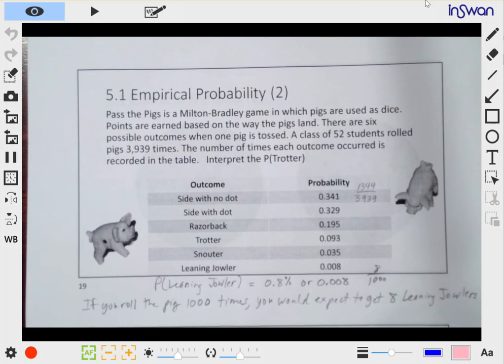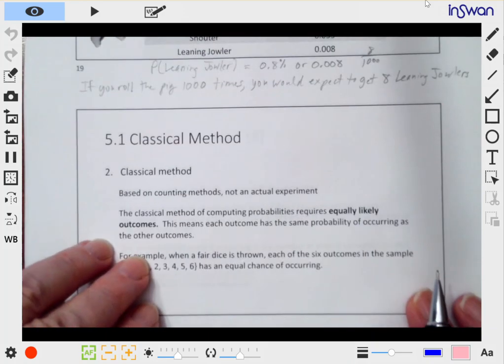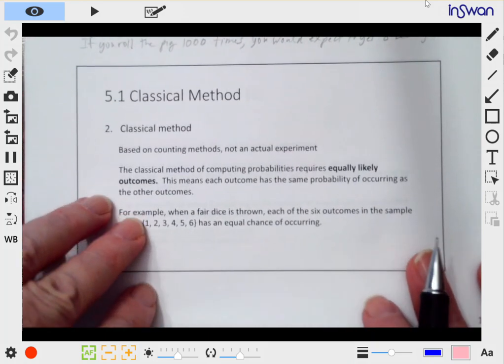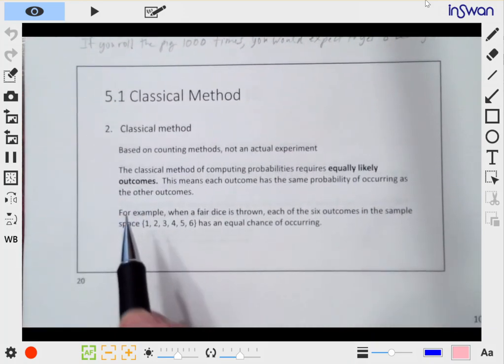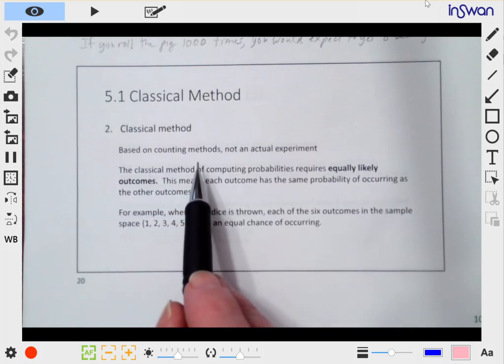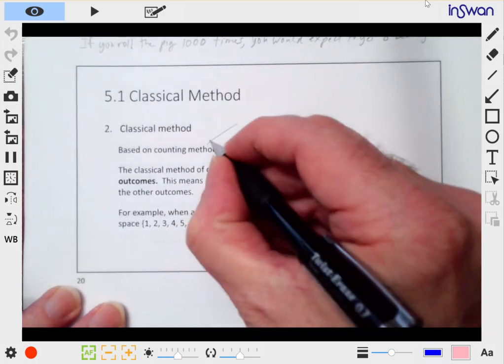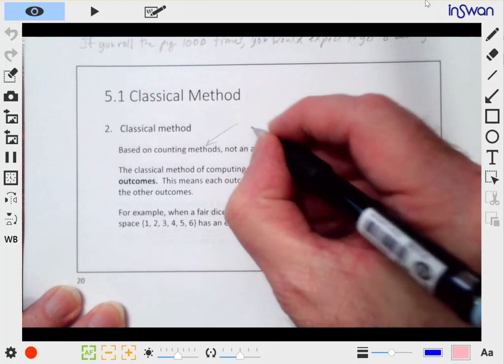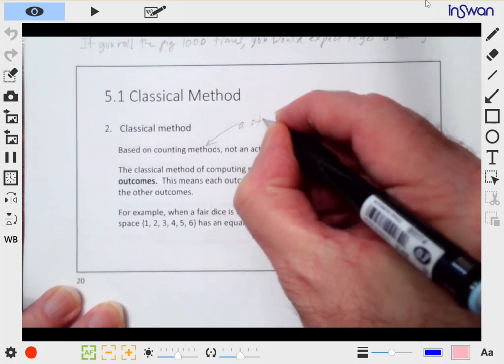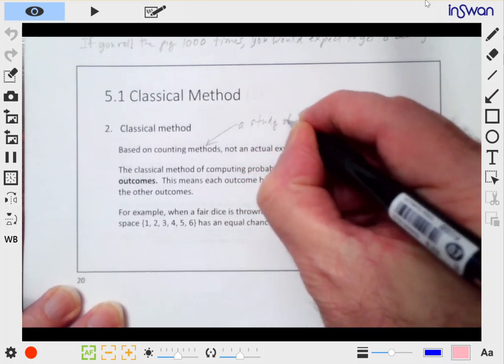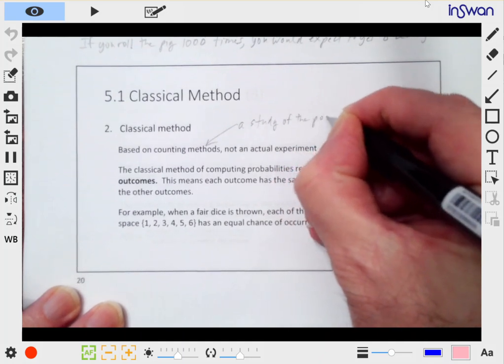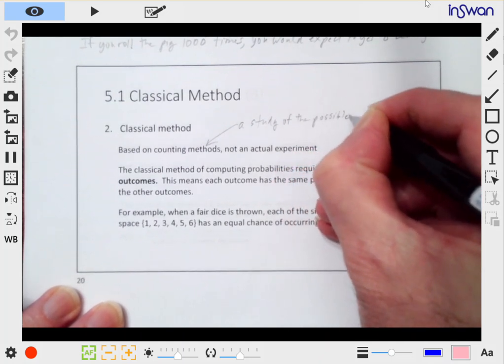Let's go ahead and move on to the next slide. So we talked about the classical method, which is based on counting methods, or the way I've said it in the past is it's based on a study of the possible outcomes.